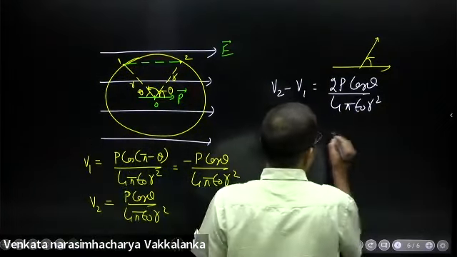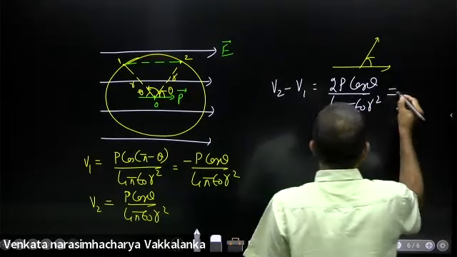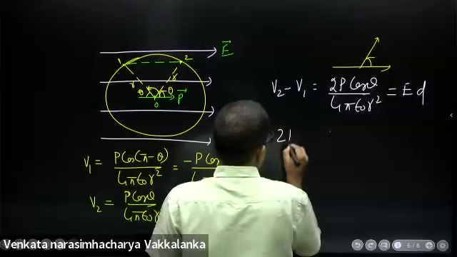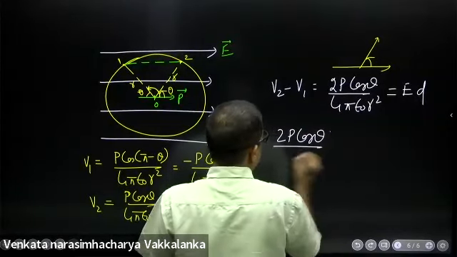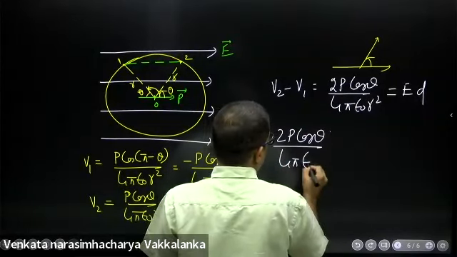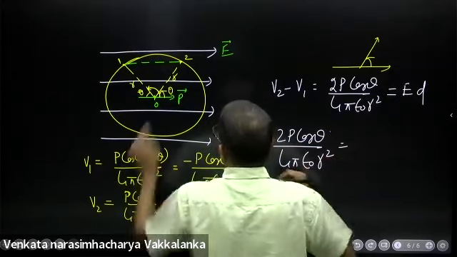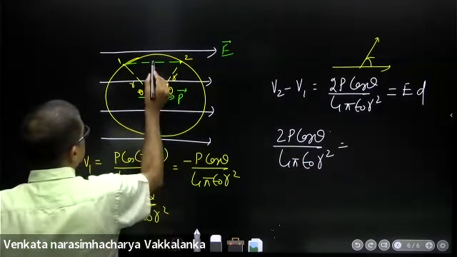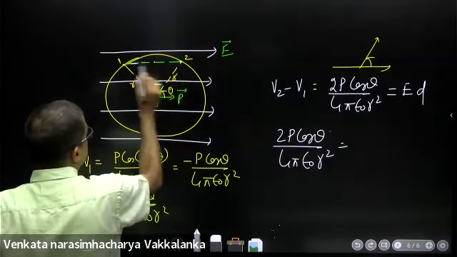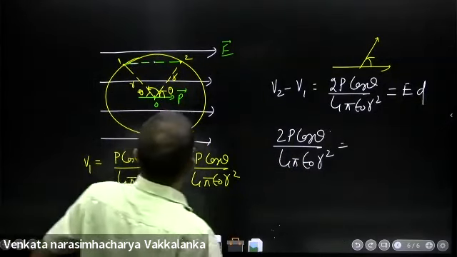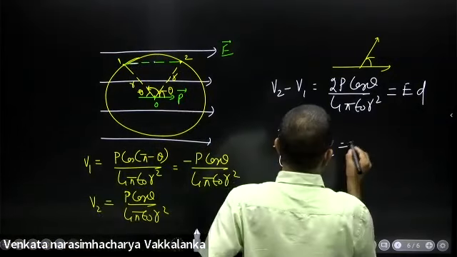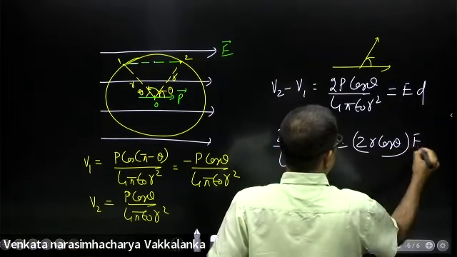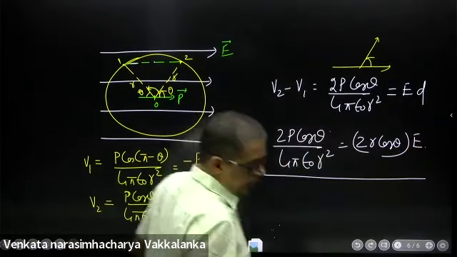Now this should be balanced by what? This should be balanced by E into the distance. 2P cos theta by 4 pi epsilon naught r square. Field into the distance. How much will this distance be? 2r cos theta. 2r cos theta into the field. See if you are convinced.